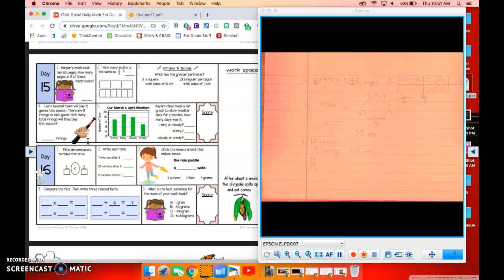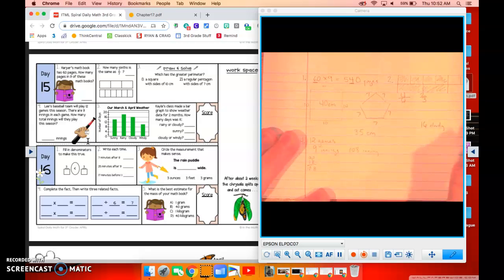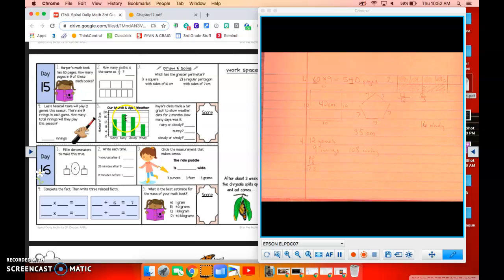Last one, number 5, number of days: sunny, rainy, cloudy, windy, our March and April weather. This class made a bar graph to show weather data for 2 months. How many days was it rainy or cloudy? So, we got to look at rainy. Cloudy's easy, right? It tells us 16 for cloudy. But rainy, it's in between two numbers. So let's see, 16, must be 17? No, it can't be 17.